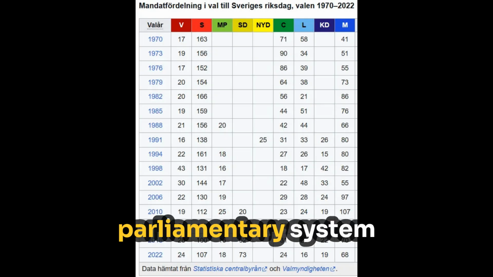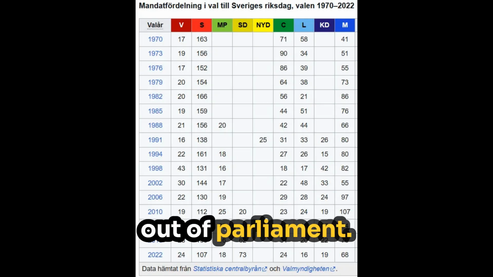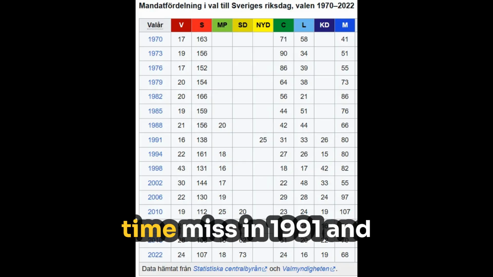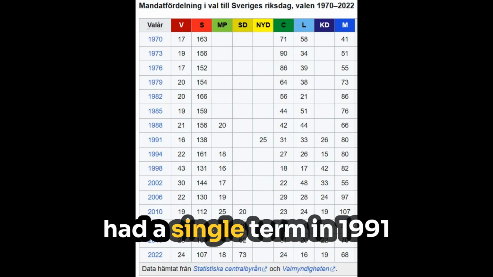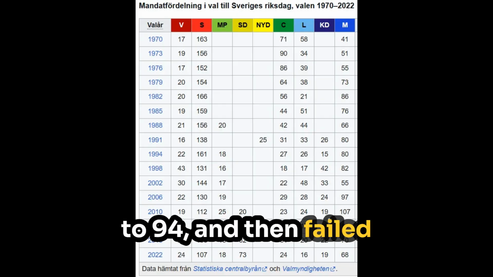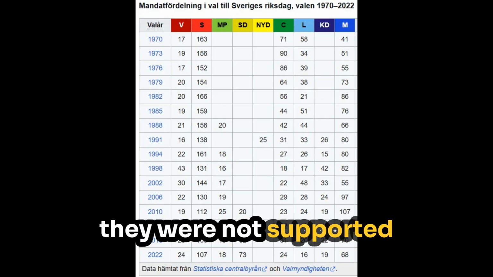Under the current parliamentary system established in 1971, no establishment party has properly dropped out of parliament. Miljöpartiet did have a one-time miss in 1991, and a populist opposition party, Ny Demokrati, had a single term from 1991 to 94, and then failed to make the cutoff. But that was not an establishment party, so they were not supported by other parties.